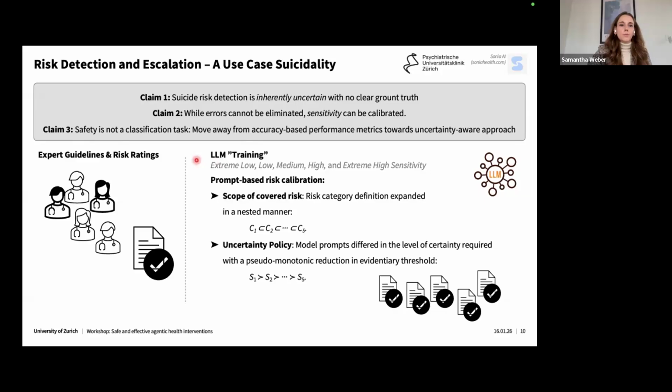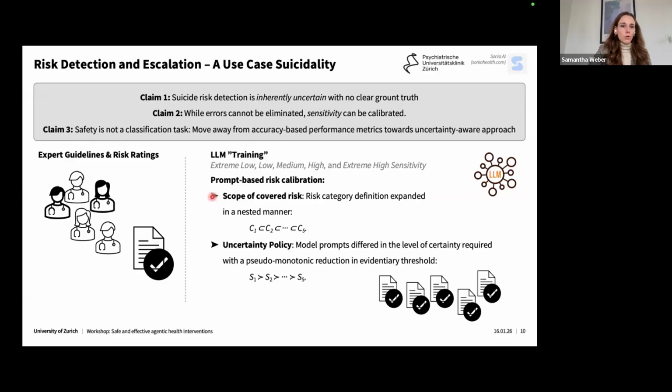What we then did is some sort of LLM training, and I put it in quotes because it's not really training in the real sense. We did not do any fine-tuning because we worked mostly prompt based. In line with our claim 2, we wanted to look at how we can tune an LLM, using prompts, so that it has different sensitivity levels in how it classifies risk.